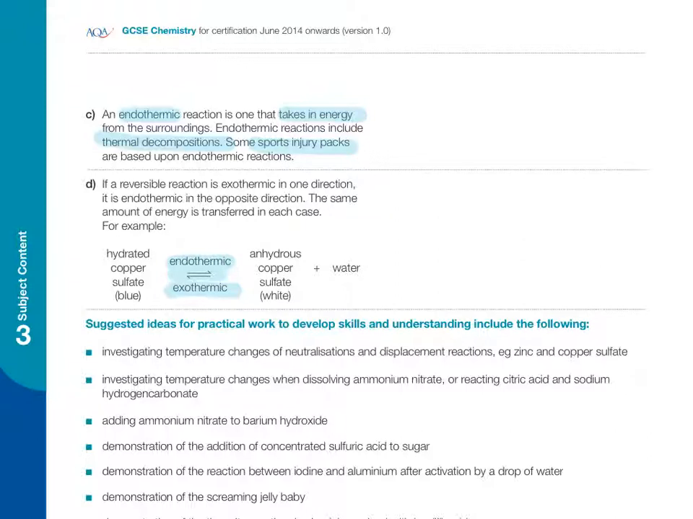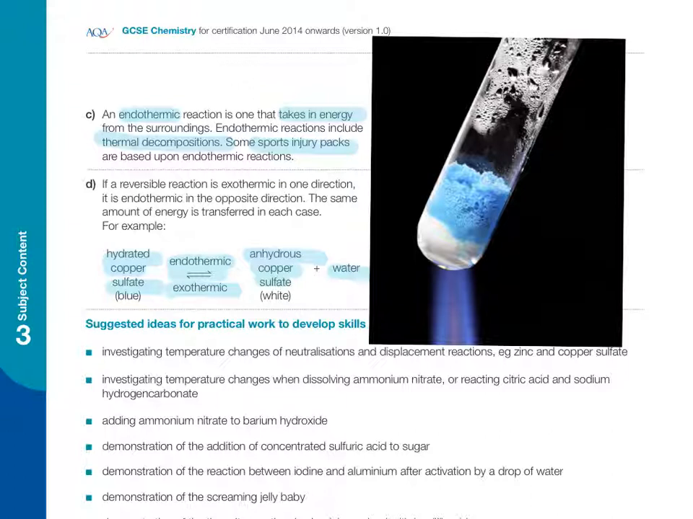The example that comes up really often in your exams is this one here, where you have hydrated copper sulfate turning into anhydrous copper sulfate and water. And the forwards reaction, so turning from hydrated into anhydrous, is endothermic. It takes in heat. So if you took a Bunsen burner and some copper sulfate, the blue hydrated version, the blue version with water in it, and you heated it up, what's going to happen is that water is actually going to evaporate. You might see it appearing again as condensation on the inside of your test tube.